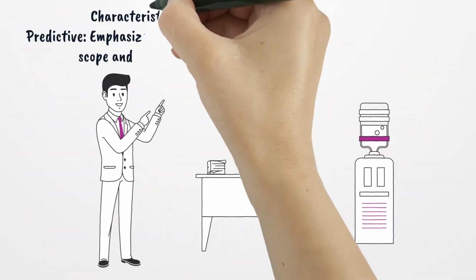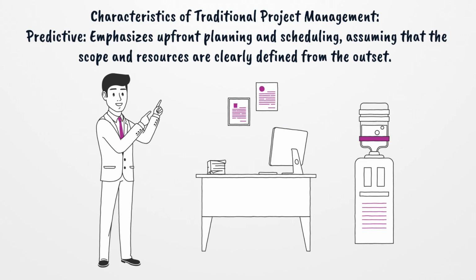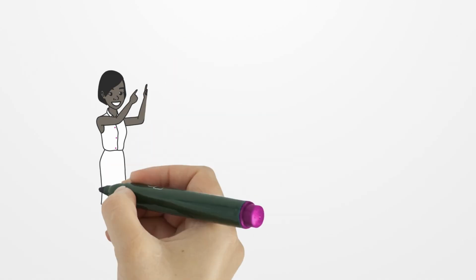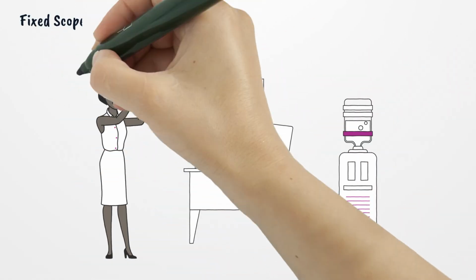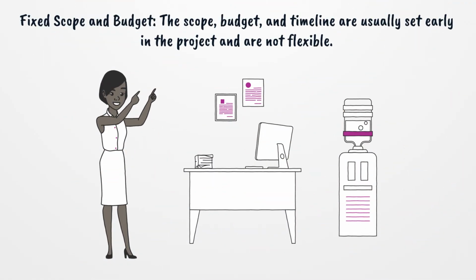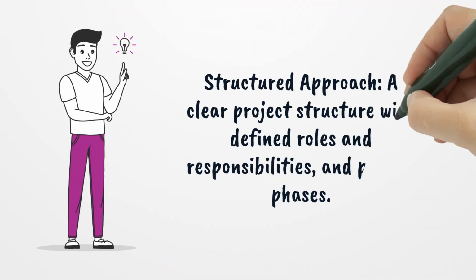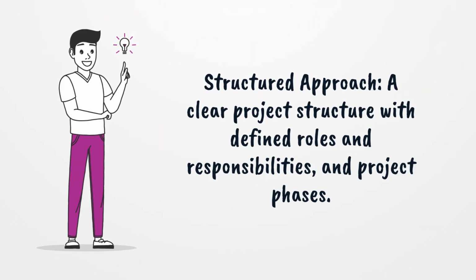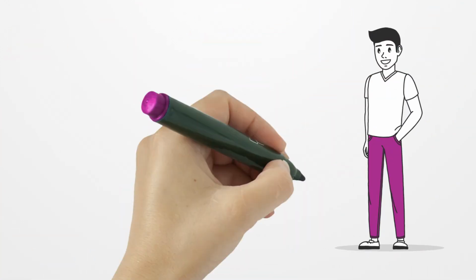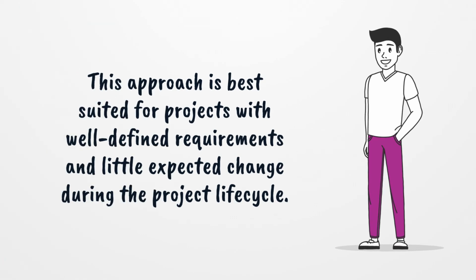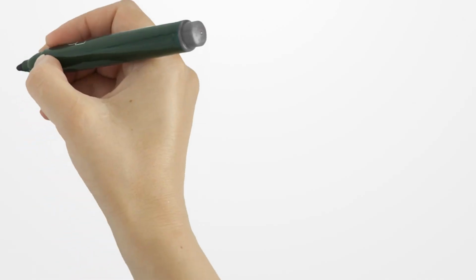Characteristics of traditional project management. Predictive, emphasizes upfront planning and scheduling, assuming that the scope and resources are clearly defined from the outset. Fixed scope and budget. The scope, budget, and timeline are usually set early in the project and are not flexible. Structured approach, a clear project structure with defined roles and responsibilities, and project phases. This approach is best suited for projects with well-defined requirements and little expected change during the project lifecycle.